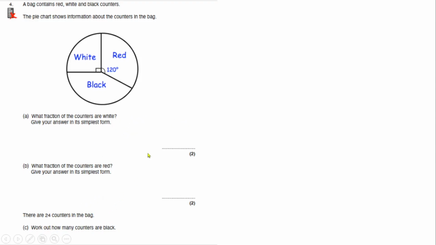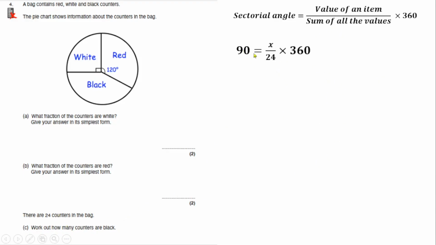If there are 24 counters in the bag, the first thing we want is to find the fraction of the counters that are white. So we need to know the number of white counters first before we can find the fraction of it. How do you know the number of white counters? You need to use the formula. Sectorial angle is the value of the item over the sum of the values of the items, times 360. We know the sectorial angle for white, which is 90 degrees, and we know the total number of counters in the bag, which is 24. So the formula becomes 90 equals the number of white counters we are looking for, x, over 24 times 360 degrees.